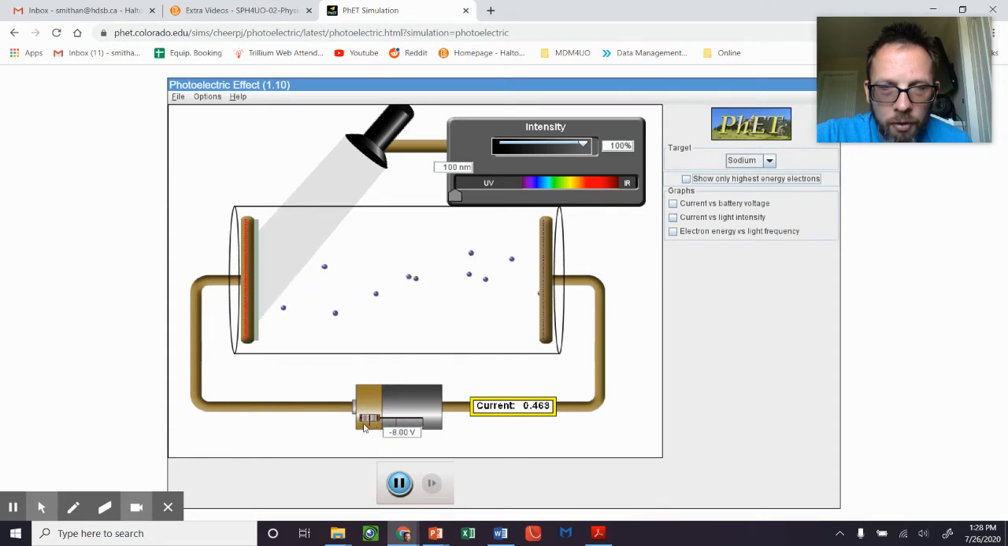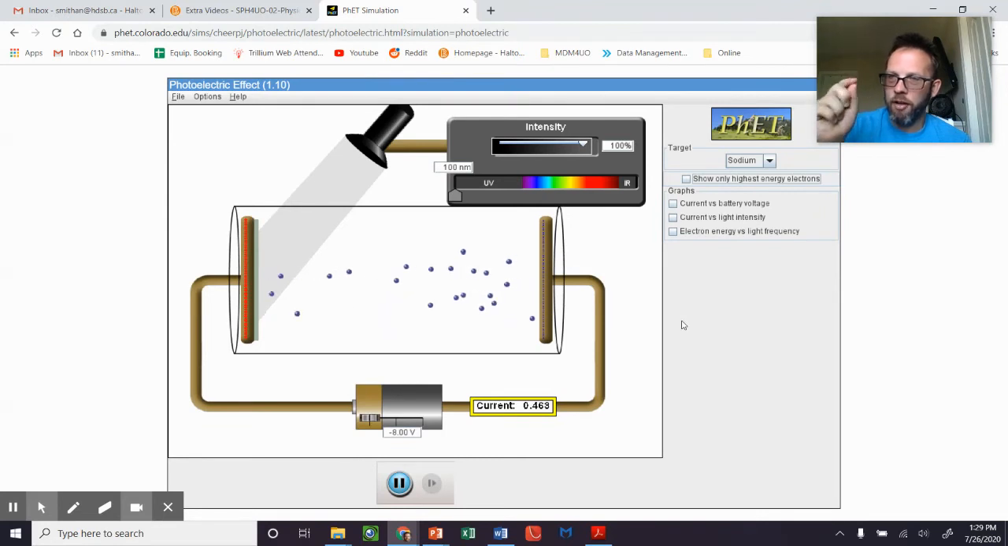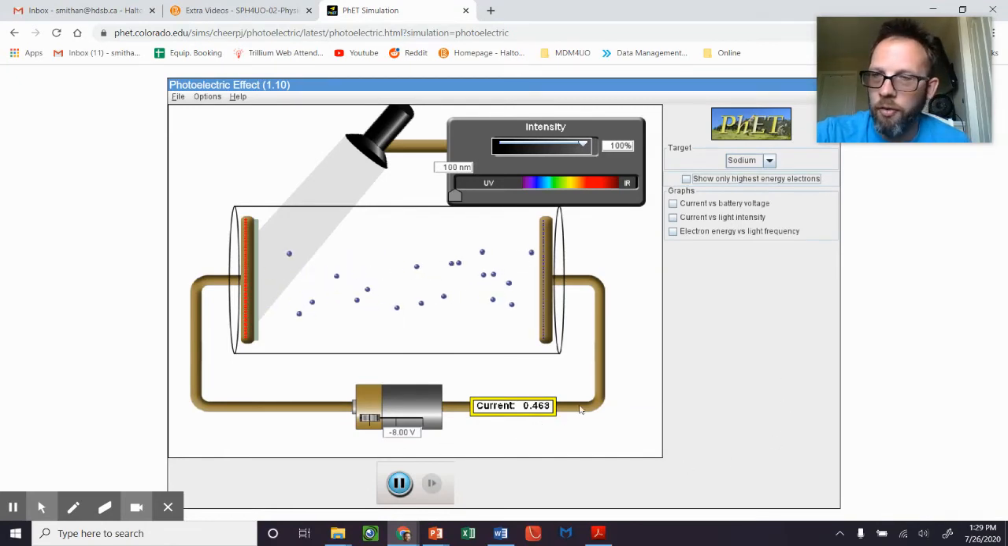I want to see if I can slow any of these down. Yeah, there we go. So you can see that some of the guys are making it across. Some of them just barely make it, but others don't have enough energy to get turned around. So you can vary this potential. You can just play with it until you get to the point where you can tell that no electrons meet the other side, and you can tell that because the current's going to be zero.